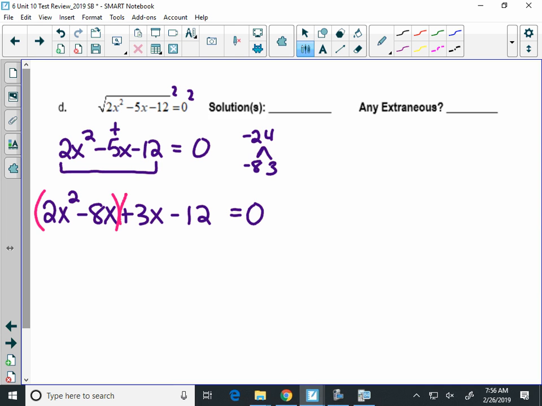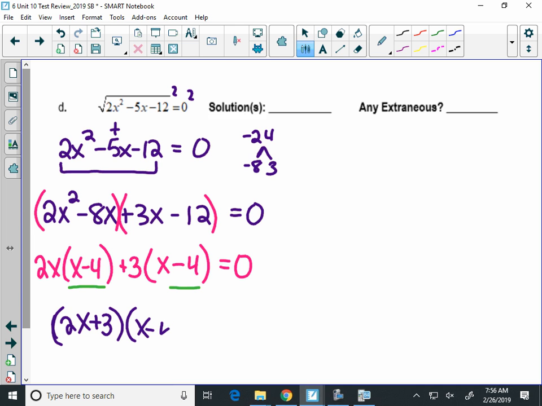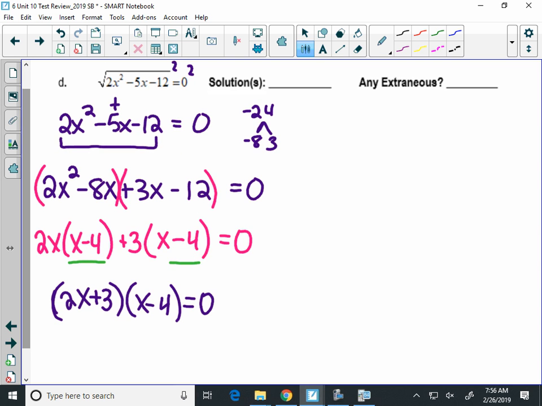So when I do split the middle here, I'm going to have 2x squared minus 8x plus 3x minus 12. I group. I'm going to go pretty quick through the factoring here because you should be able to factor by split the middle at this point in the school year. And the GCF for the second group is 3. Notice that the factors are the same, which is a good thing, so that you can write your factored form as 2x plus 3 times x minus 4. To find your solutions, you set each of those factors equal to 0, which gives you, on the left one, x equals negative 3 over 2, and x equals positive 4.